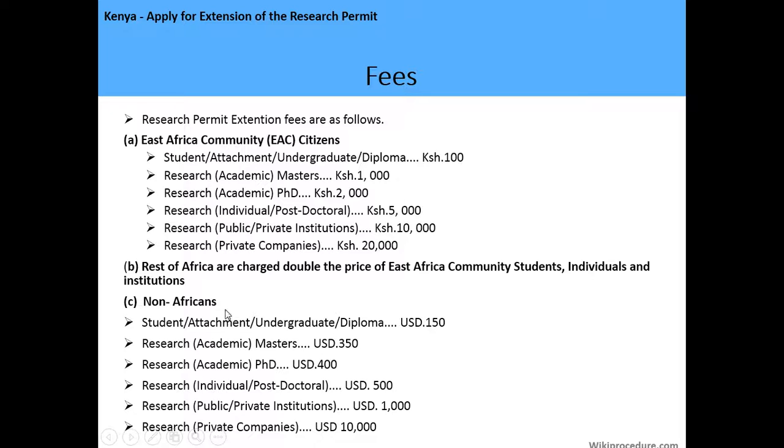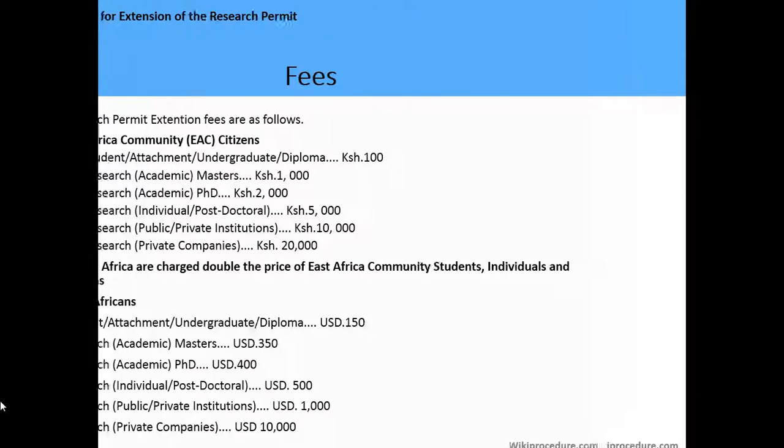Non-Africans are charged, for the first category, $150. For master's students it is $350. For PhD research students it is $400. For postdoctoral and individual research it is $500. For private and public institutions it is $1,000. For private companies it is $10,000.